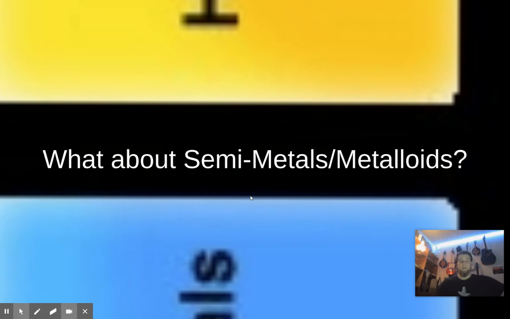So what about semimetals and metalloids? These are elements that don't necessarily have all the properties of metals, but they have some of the properties of metals. Therefore, we call them semi-metals. They're kind of metals, or metalloids. We can't qualify them as being metals because of different chemical properties, but they hold some similar ones, meaning that they may be good conductors or they may be malleable, but some of them aren't. So we can't say these groups are metals because of those reasons.